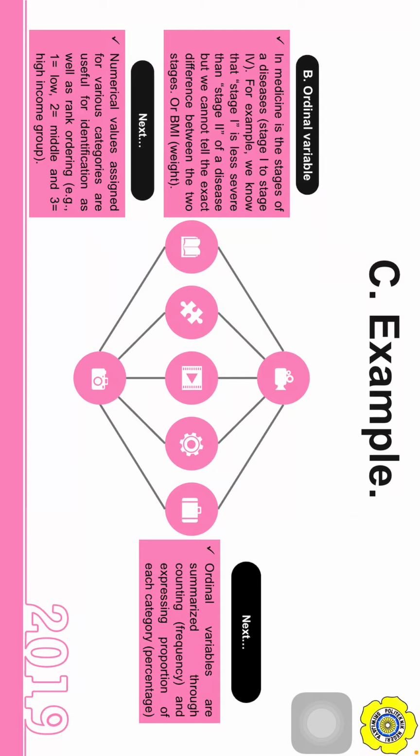The next, this variable uses numerical values assigned for various categories, but differs from the nominal variable. This variable is useful for identification as well as rank ordering. For example, 1 low, 2 middle, and 3 high income group. The next, same as the nominal variable, ordinal variable is also summarized through counting or frequency and expressing the proportion of each category or percentage.